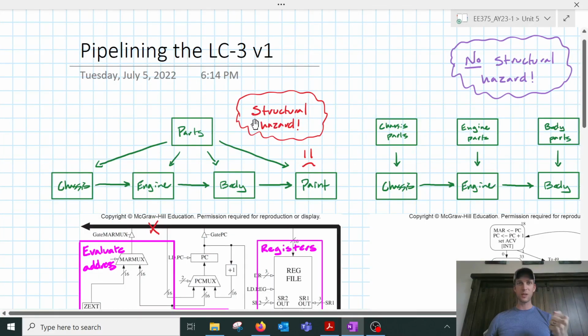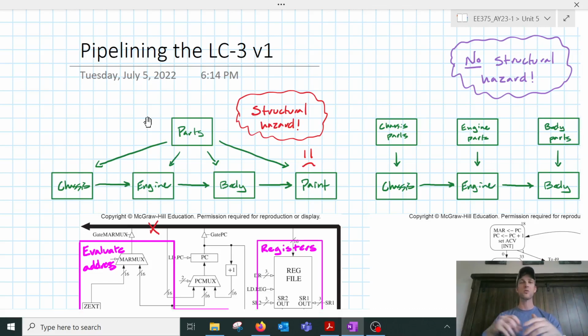That's a bit of a simplification. It might very well be that there's a little parts shop that's providing each of these stages in our factory with parts that they need in order to complete their work. And if we have a parts store that can only service one stage at a time, then even if we've done all of our work to make the rest of this factory a pipeline, we're going to run into a problem, which is that we're going to bottleneck around this singular component, which each of these stages needs. We call that a structural hazard because the structure of the pipeline is undermining our ability to build multiple cars at the same time.